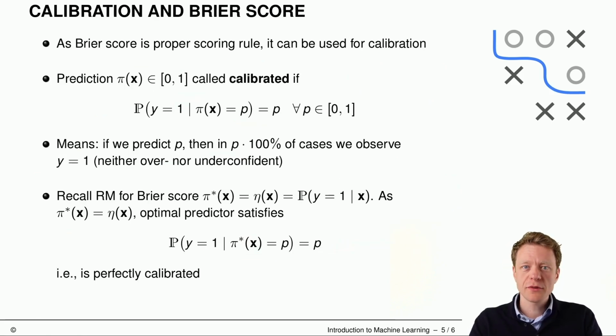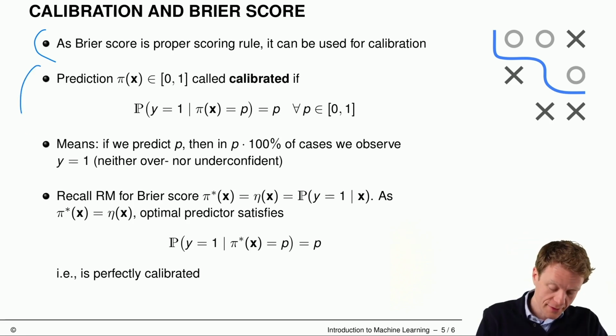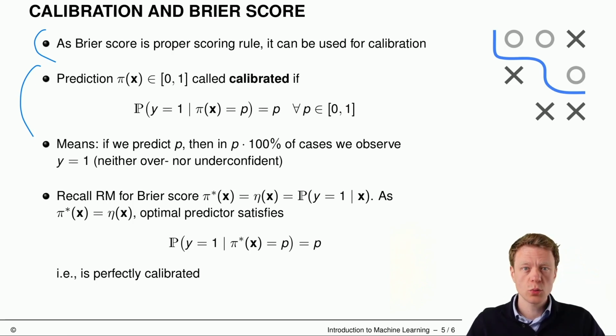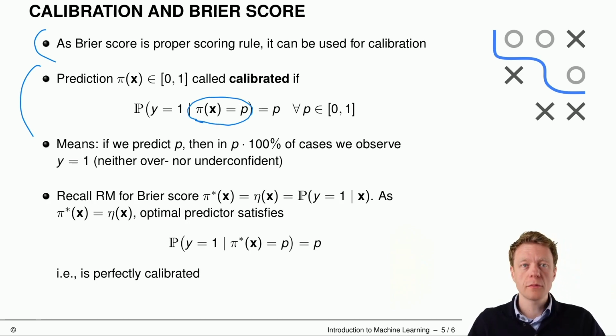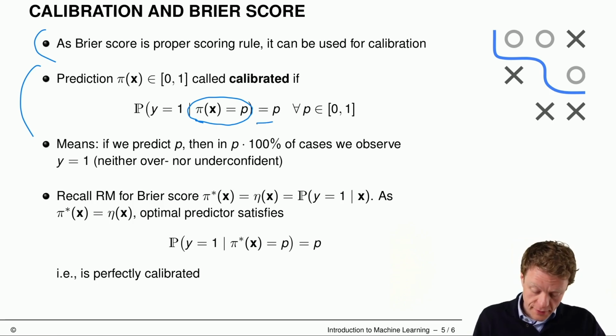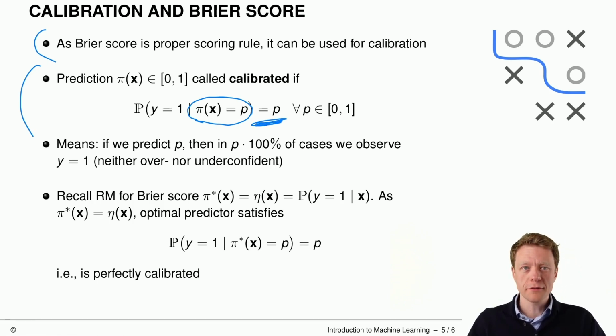Okay, in the proper scoring rule chapter, we already spoke about the fact that the Brier score is a proper scoring rule. It's even strictly proper, which means it can be used for calibration. And calibration is very much related to proper scoring rules. This is the definition of a calibrated predictor. So we have a predictor pi, and we say it's calibrated if the probability that the true target is y, given that we predict p with our predictor, is equal to p for all p from 0 to 1.